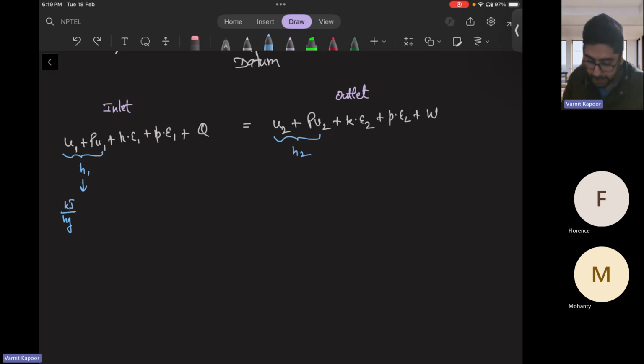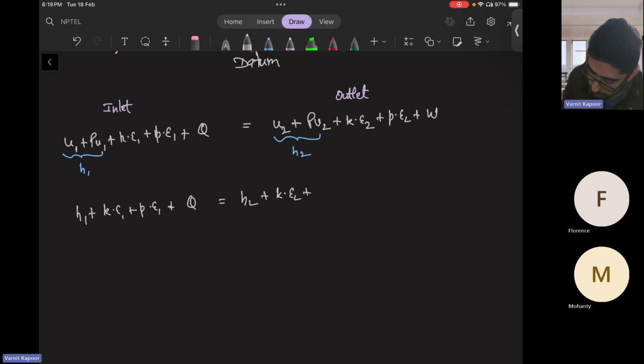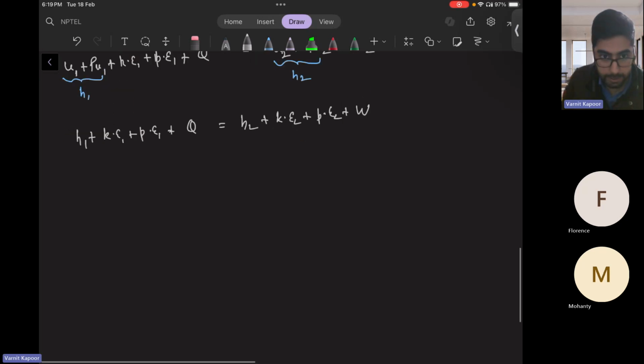Whereas kinetic energy has a velocity in terms of meters per second, so meter square per second square. You want it in terms of kilojoule per kg only, so you'll divide it by 1000. I'll write step by step here. So this is H1 plus kinetic energy 1, potential energy at 1, is equal to H2 plus kinetic energy at 2 plus potential energy at 2 plus work done. This whole unit needs to be in terms of kilojoule per kg, all the heads.